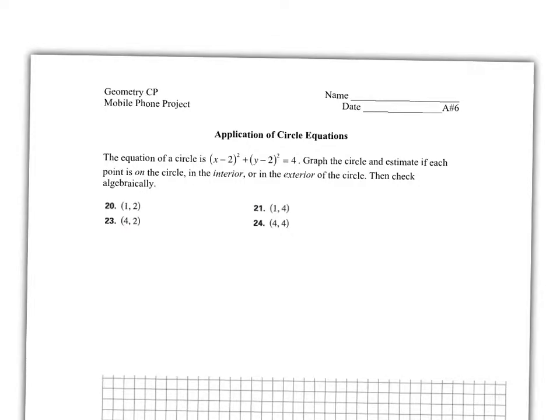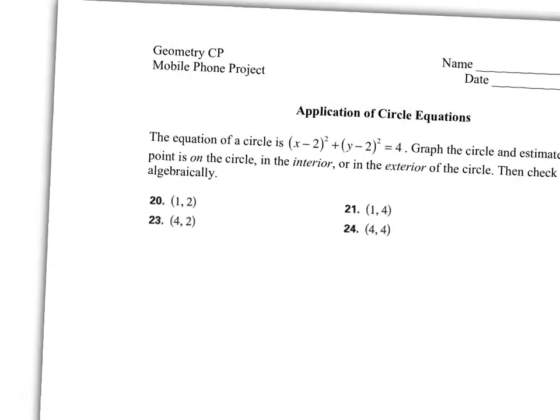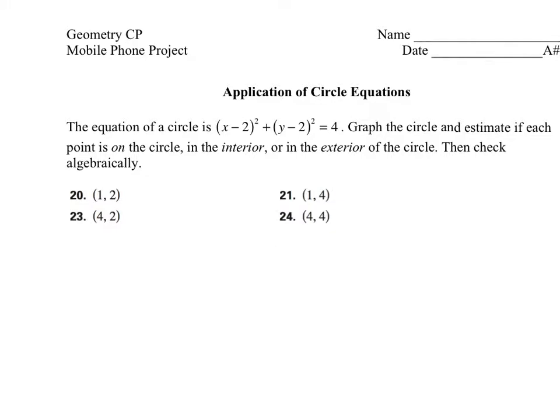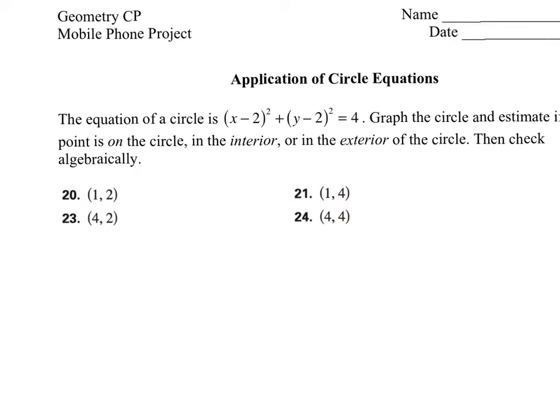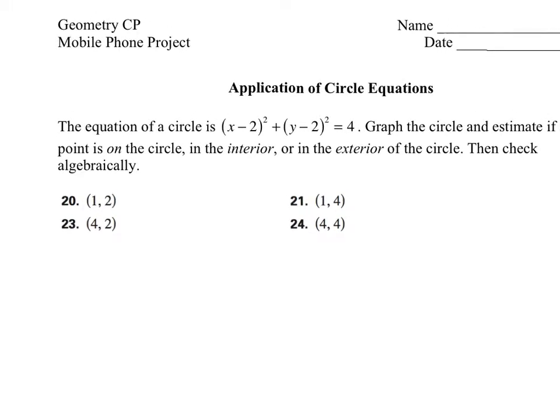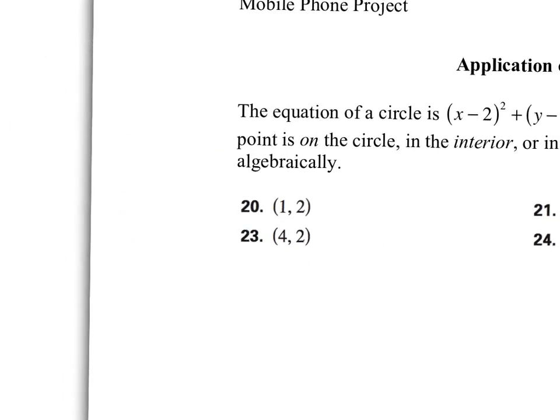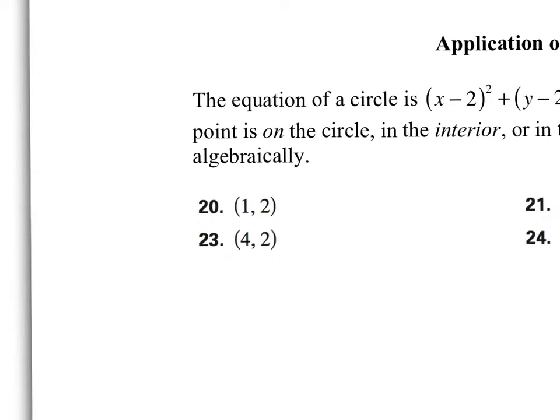So what you're going to do today is apply what we're learning here to some mobile phone technology. You're just going to determine whether or not a particular person is going to be inside a tower's range, on the outside, so therefore gets no signal, or on the circle, so therefore getting weak signal, or there's going to be some overlap situation. So remember, we have three options.